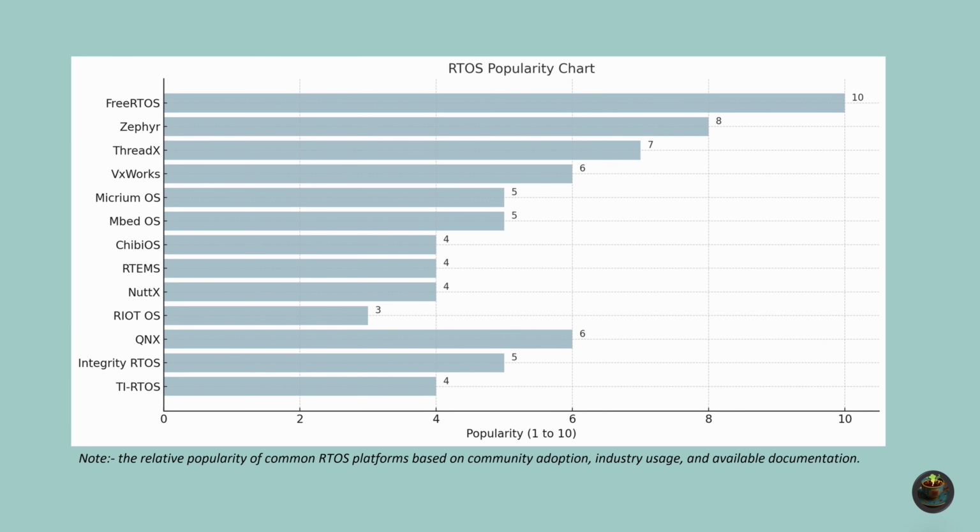In the world of real-time operating systems, you've got options, from open-source favorites to powerful commercial solutions. FreeRTOS, Zephyr, ThreadX, VxWorks, and more, each with its strengths suited for different needs. But if you're getting started, FreeRTOS is often the go-to. It's lightweight, well-documented, actively maintained, and widely supported across microcontrollers.